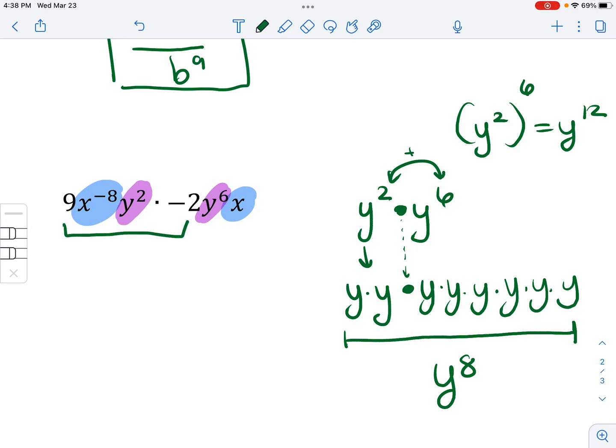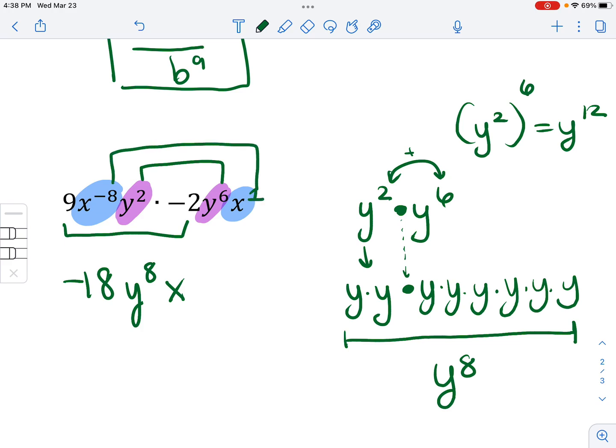9 and negative 2 makes negative 18. That's the multiplication. I've got a y² and a y⁶, so together that's y⁸. And then we've got x, so I'm going to do the exact same thing. What I did with the 2 and the 6, what should I do with these numbers as well? If you remember, this x has a 1 with it. A lot of you were leaving that negative 8 alone, but remember, x on its own has an exponent of 1. So negative 8 plus 1 is negative 7.